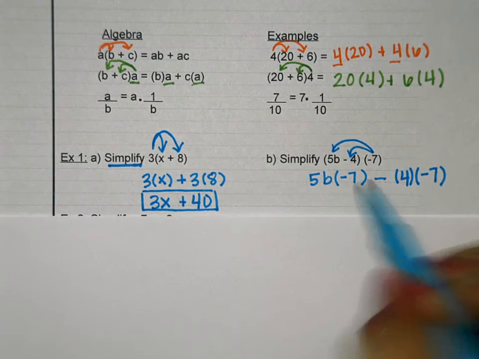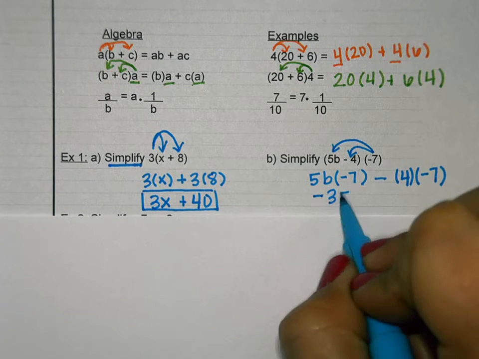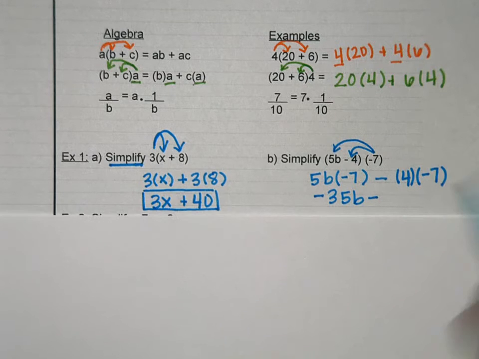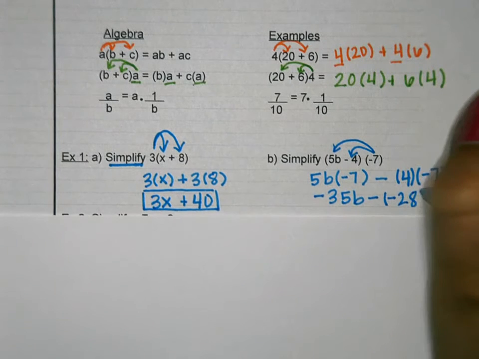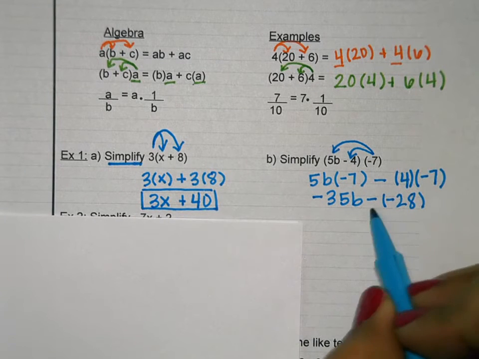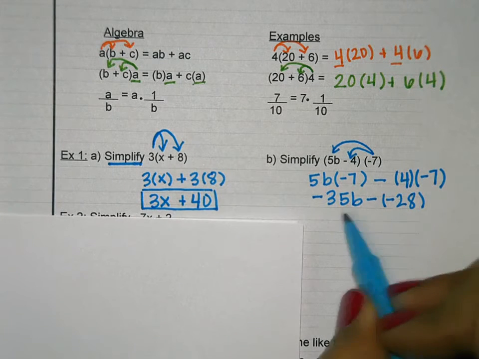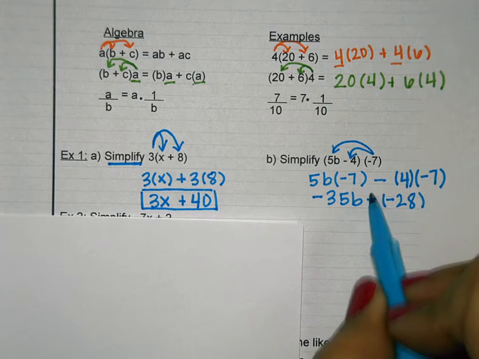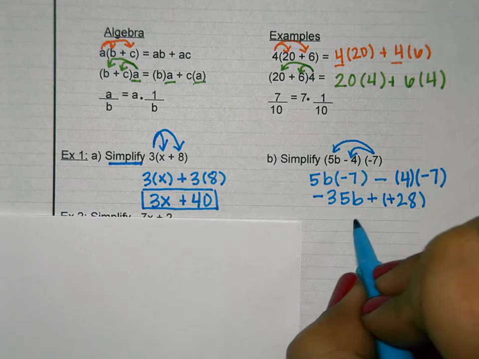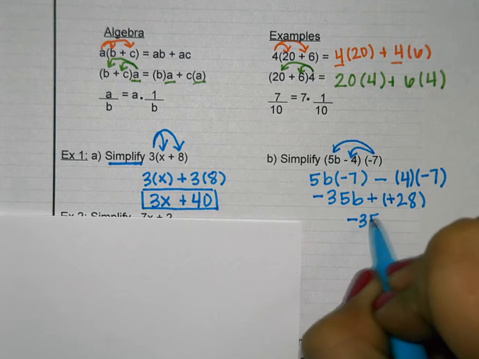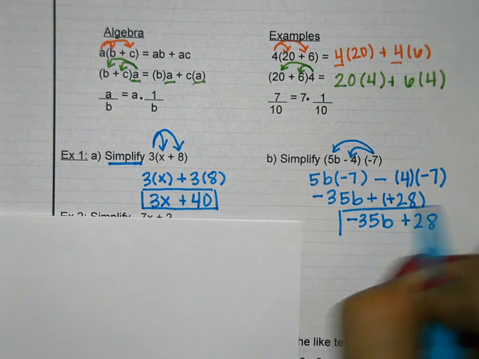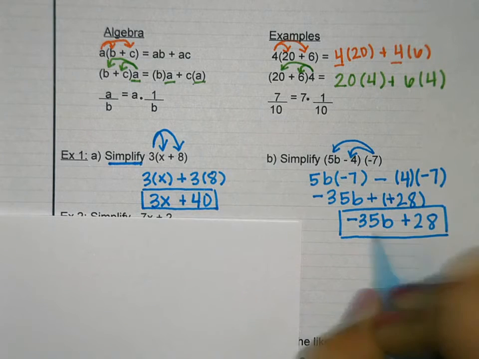5b times negative 7 is negative 35b, minus 4 times negative 7 is negative 28. Now this is still not as simple as we want it to be because I have minus a negative. When I'm subtracting a negative, both of these change to positive because a negative times a negative is a positive. So that gives me negative 35b plus 28. That's as much as we can simplify because these are not like terms.